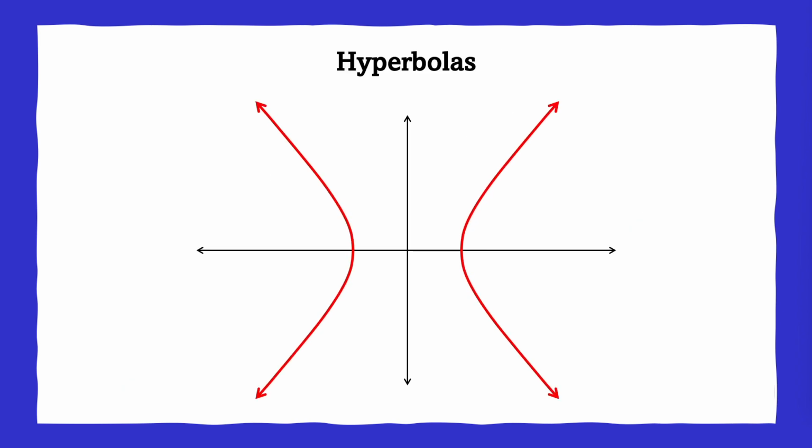A hyperbola is the set of all points in a plane such that the absolute value of the difference of the distances to two fixed points is constant. That means if you take any point on the curve, the difference in its distances to two special points is always the same. These two fixed points are called the foci.